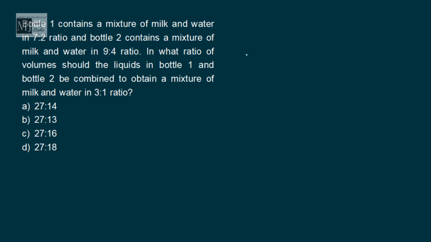Bottle 1 contains a mixture of milk and water in the ratio of 7:2, and bottle 2 contains a mixture of milk and water in the ratio of 9:4. In what ratio should the volumes of the two bottles, bottle 1 and bottle 2, be combined to get a mixture of milk and water in the ratio 3:1?